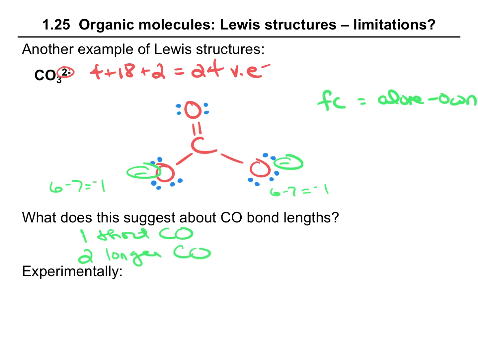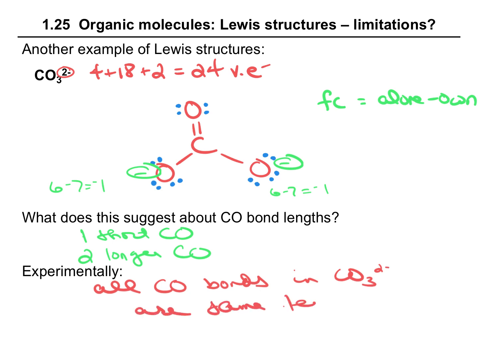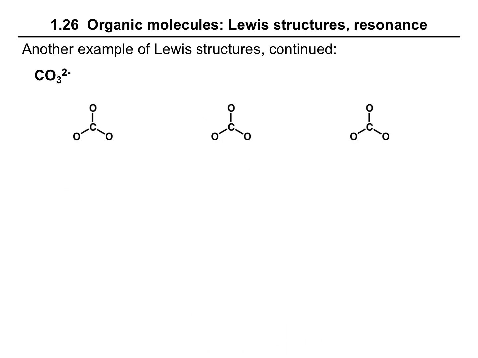But experimentally, it's been shown that all of the carbon-oxygen bonds in carbonate are the same length. So we followed all the rules for drawing our Lewis structure, and yet what we've drawn does not reflect what actually exists. So let's redraw that Lewis structure, and we can have the double bond here, 2 lone pairs, over here 3 lone pairs, 3 lone pairs, the negative formal charge, and the negative formal charge.